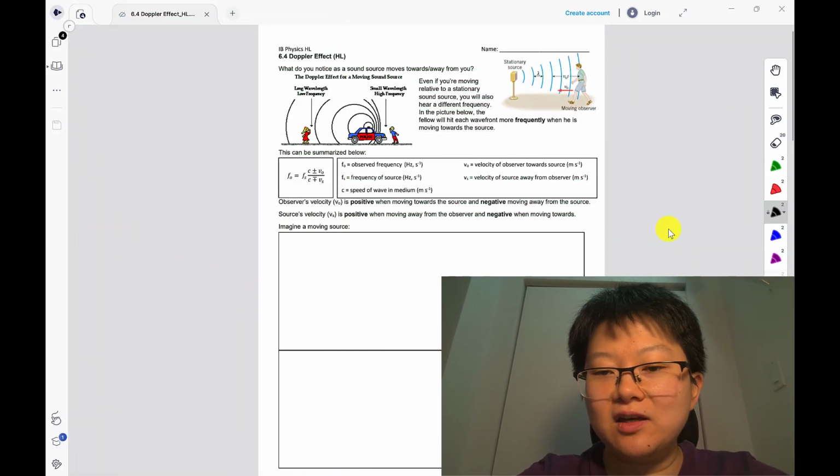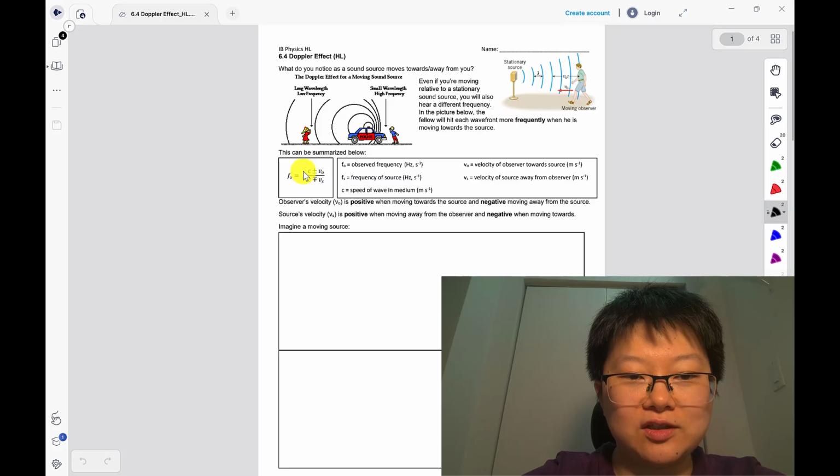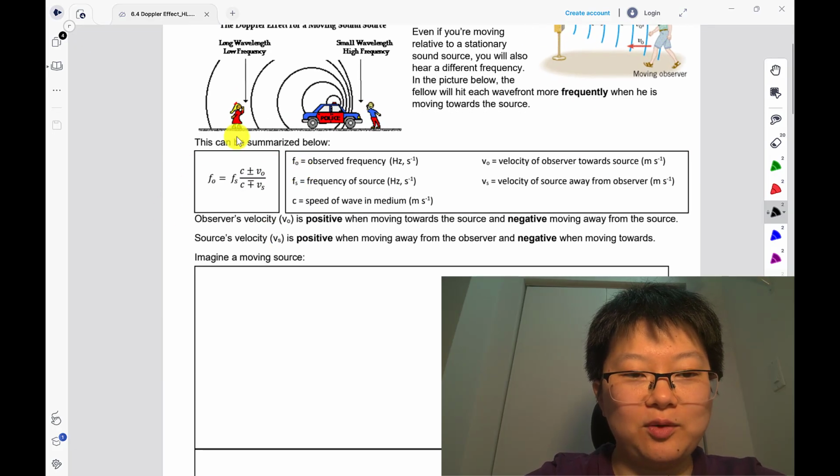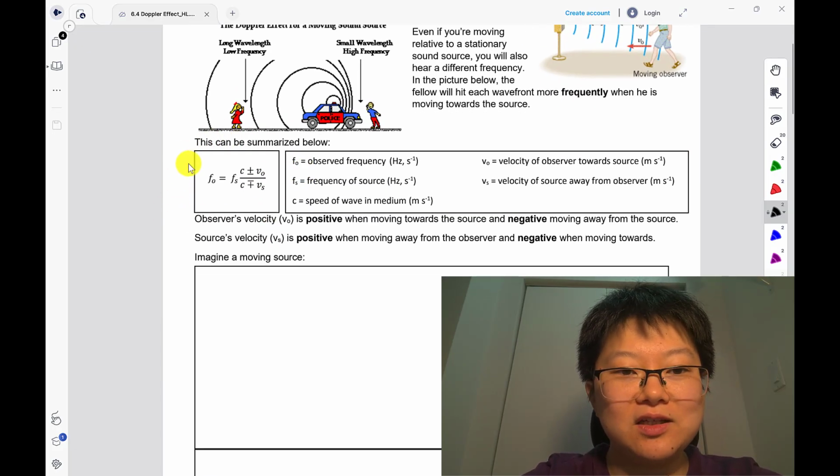Today we're going to look at the Doppler effect and specifically this particular equation here, which I will explain how we use it and how we derive it.